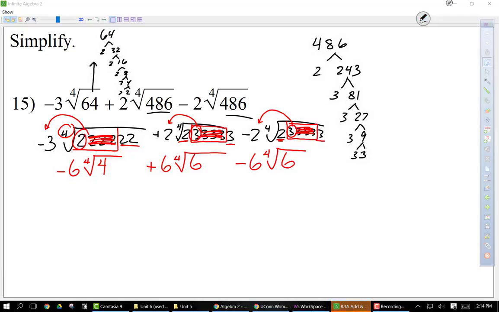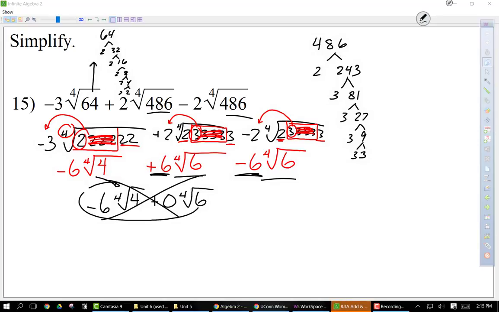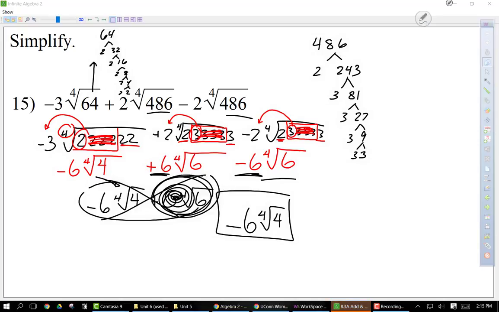Now let's see what I got left. I can combine that and that. So I got negative 6, 4th root of 4, because this goes here. 6 minus 6 is 0. So plus 0, 4th root of 6. So that's my answer, right? Wrong. Why is it not? Because this is just 0, so that can go as small as you want to, which becomes a 0. So my answer is negative 6, 4th root of 4.